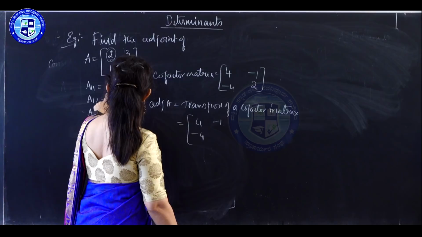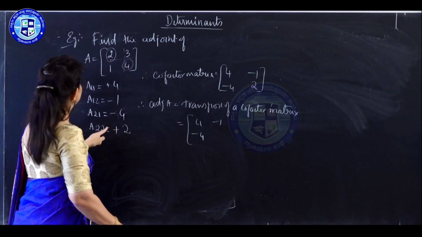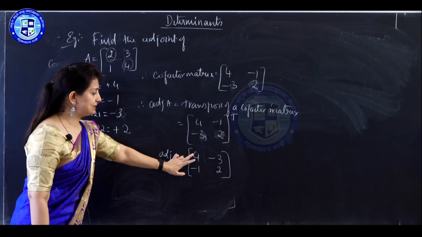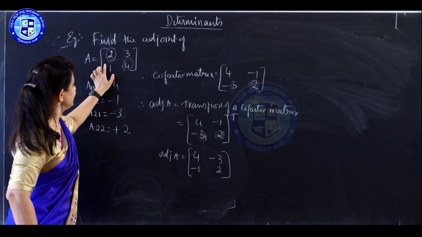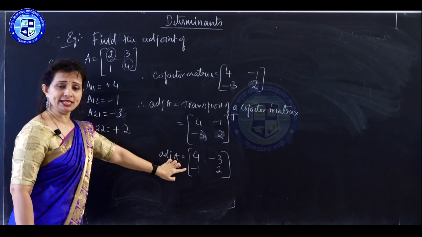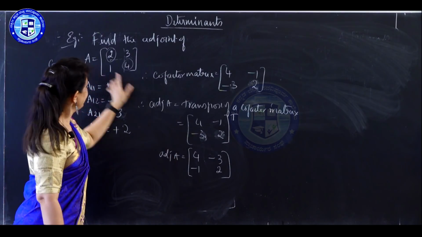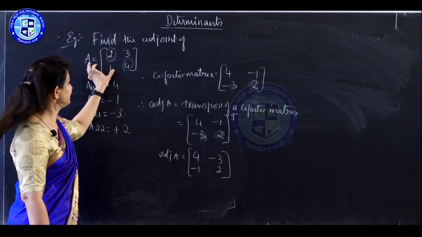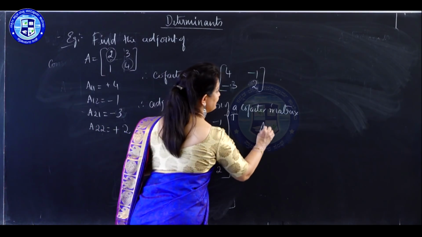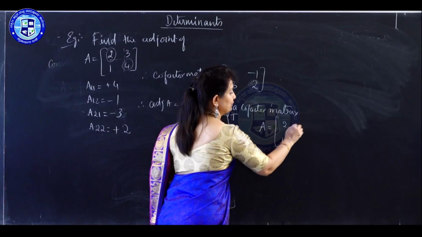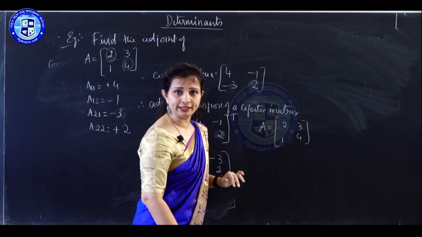First row, first column is 4. Second row. Now, adjoint A is 4, minus 3, minus 1, 2. What is the relation between A and adjoint A? Is it possible to get the value of adjoint A using the directly given matrix A? Look at this. If A is given as 1, 2, 3, 4, its adjoint A can be written directly. Look at this.